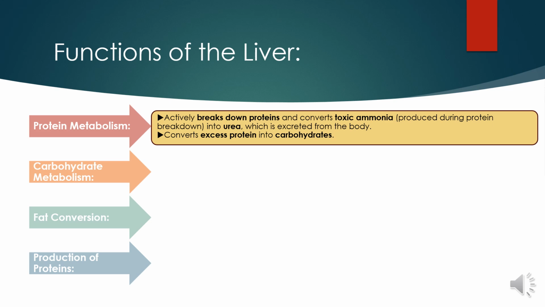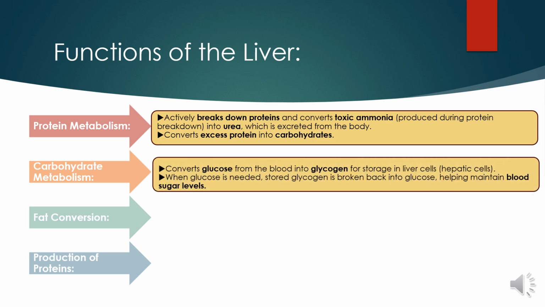Functions of the liver. Protein metabolism. Actively breaks down proteins and converts toxic ammonia, produced during protein breakdown, into urea, which is excreted from the body. Converts excess protein into carbohydrates. Carbohydrate metabolism. Converts glucose from the blood into glycogen for storage in liver cells, hepatic cells. When glucose is needed, stored glycogen is broken back into glucose, helping maintain blood sugar levels.